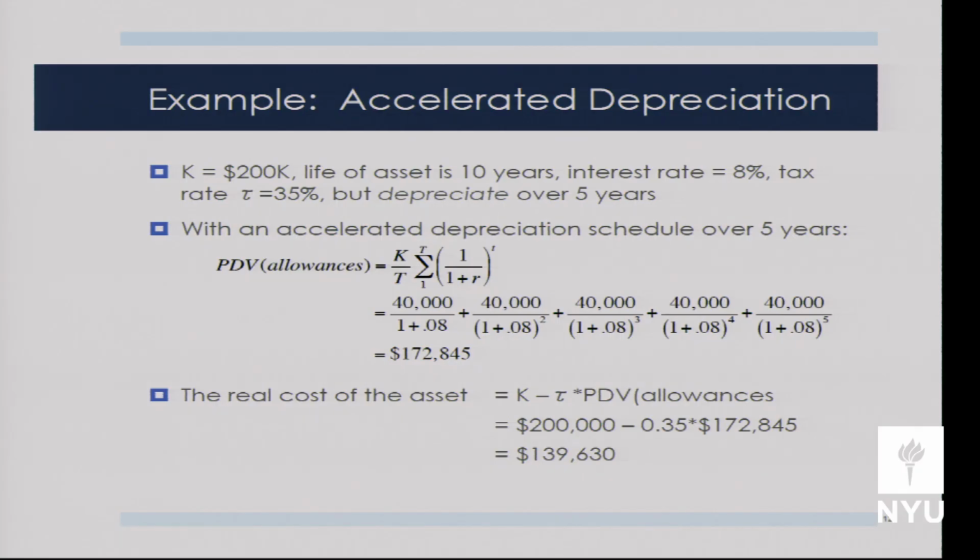So the present discounted value of the allowances when we accelerate depreciation has gone up. The tax rate's the same, so we know the tax savings is higher now from depreciation. So the net cost of this asset is now going to be $200,000 less 35% times 173,000. Accelerating depreciation has increased the value of the depreciation allowances and thus decreased the after-tax cost of this asset.